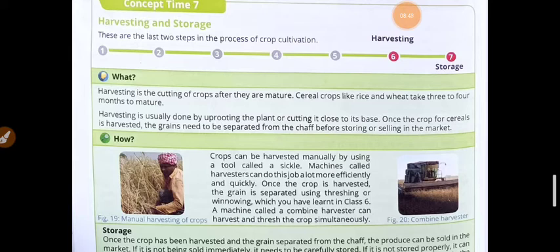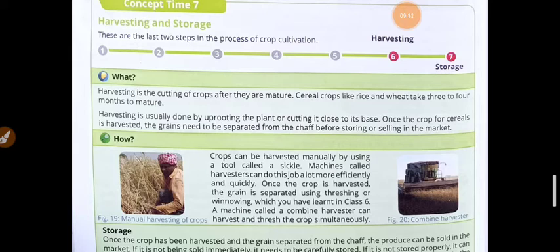Once the cereal crops are harvested, we have to separate the chaff from the grains. The grains grow on some part of the plant, so we have to separate the grain from that part before storing or selling it to someone. And how do we do that?